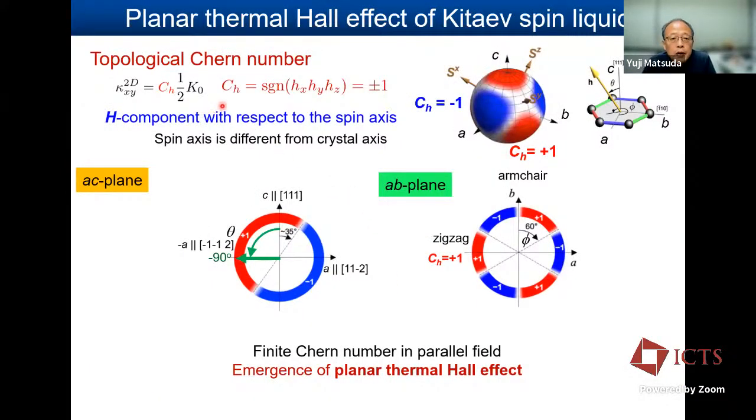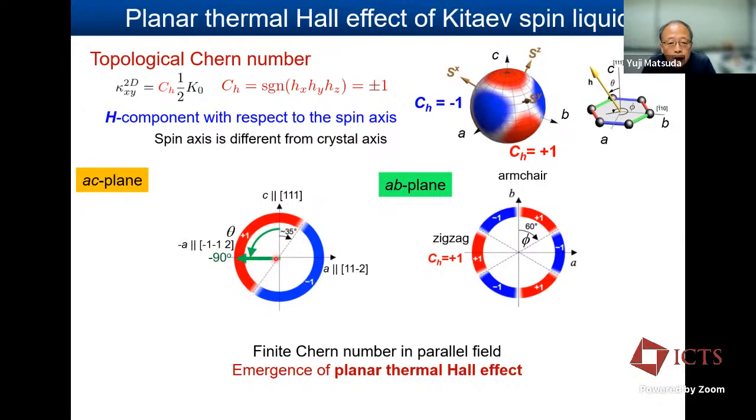In the Kitaev model, the Chern number is plus or minus one, and it is determined by the field component with respect to the spin axis. But I'd like to emphasize that the spin axis is different from the crystal axis. As shown in this figure, this is the a axis, b axis and c axis, but the spin axis is different from these crystal axes. So here is the Chern number within the AC plane.